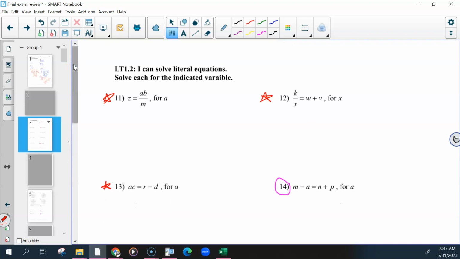So starting with 11, we have to focus on what we're looking to solve, which in this case is A. So we have to get A by itself, get rid of everything else. What do you think we would get rid of first? M or the B? If we were to get rid of the B, we have to divide it somehow, which means it would end up where M is. So that wouldn't really help us. So we could get rid of M by doing what?